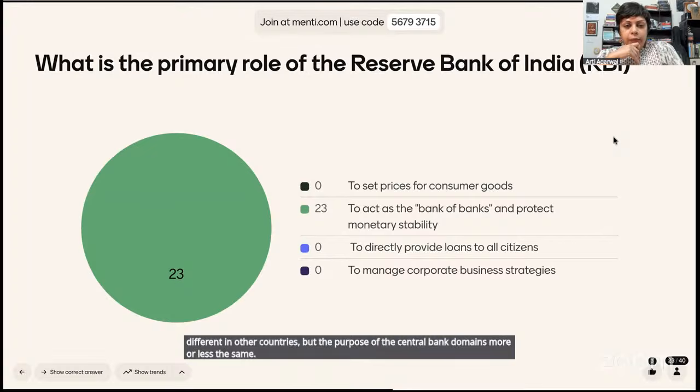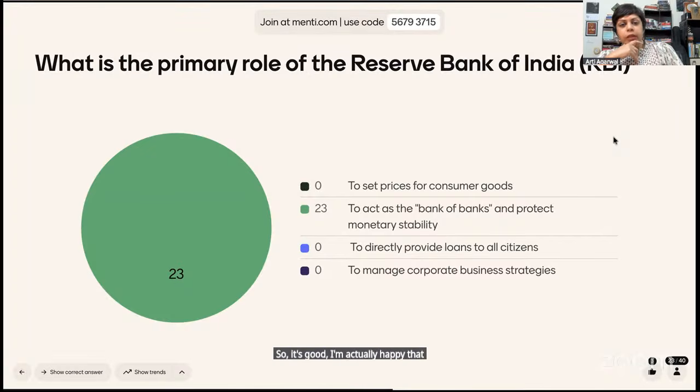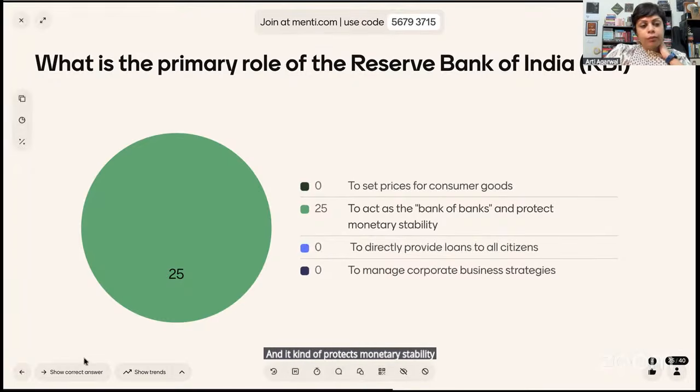So it's good. I'm actually happy that most people have it right. It serves as the bank of banks or the bank to banks, right? The bank which serves other banks, so to say, and it kind of protects monetary stability. Okay, good.